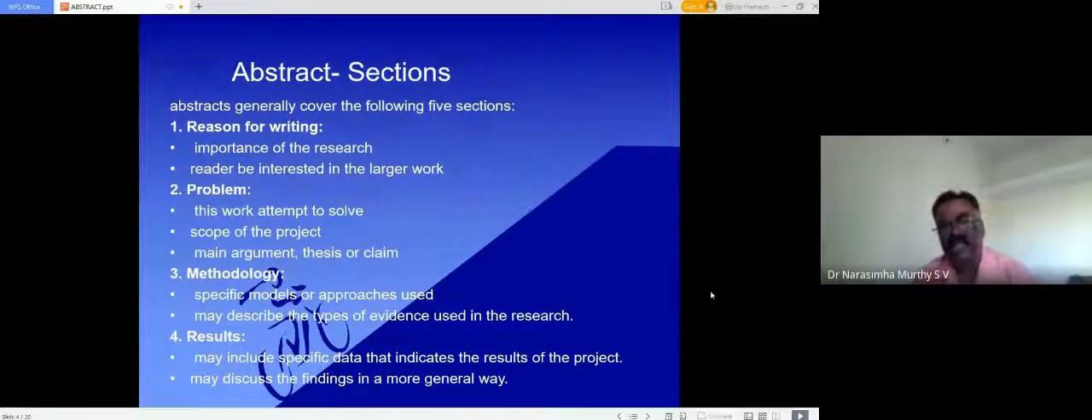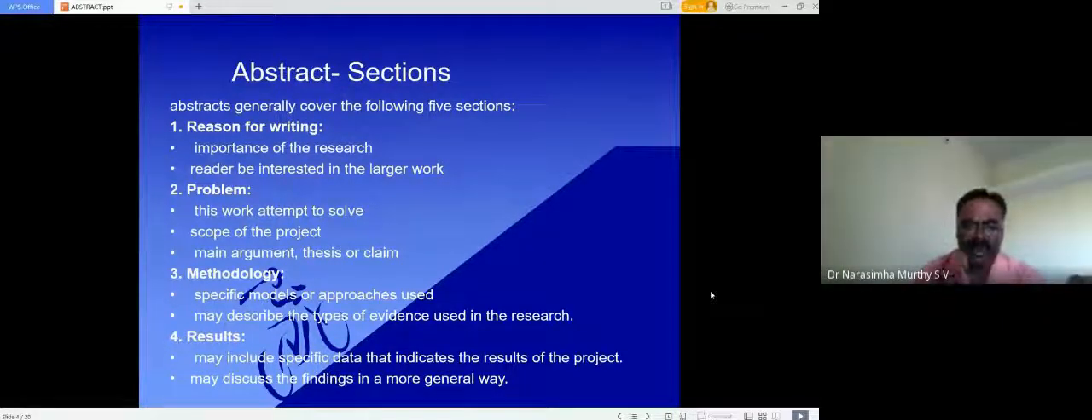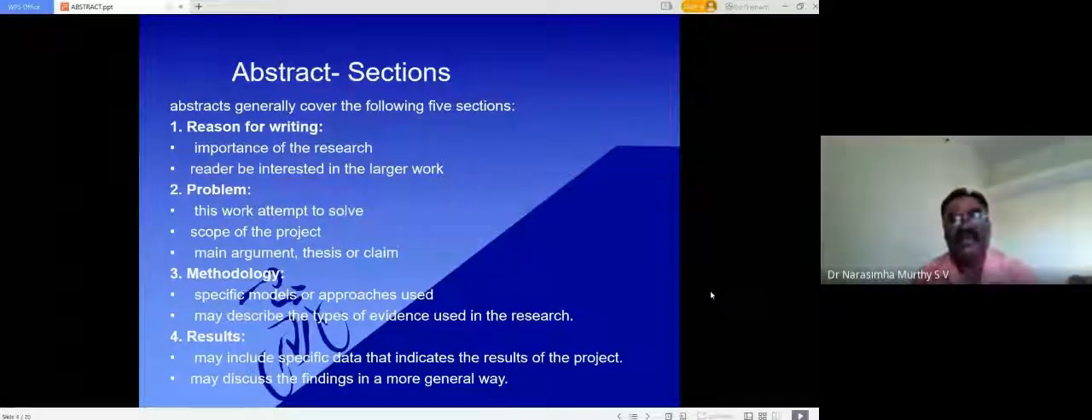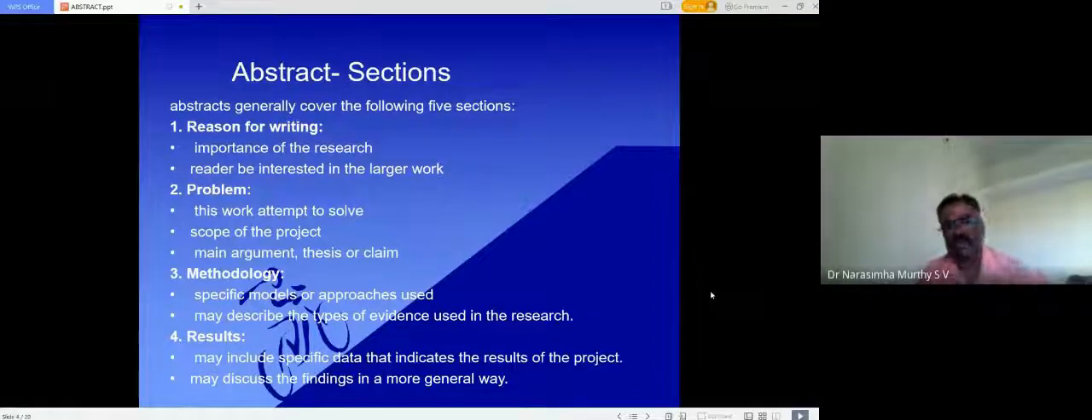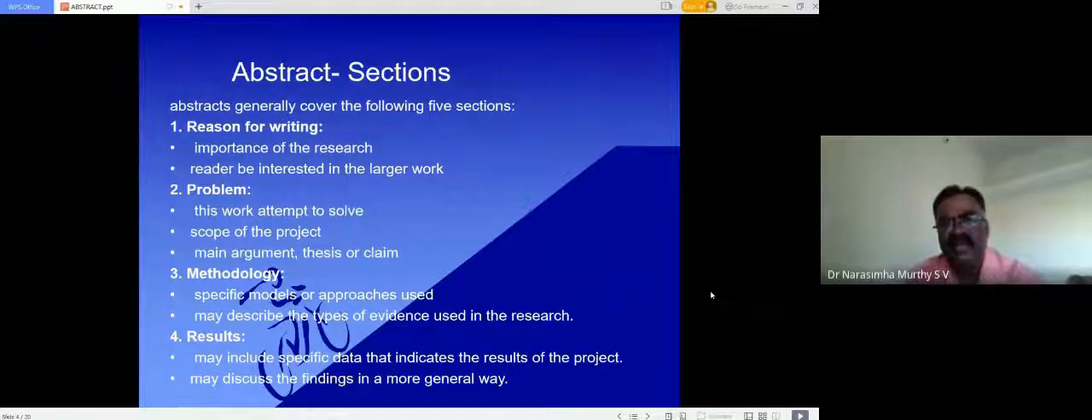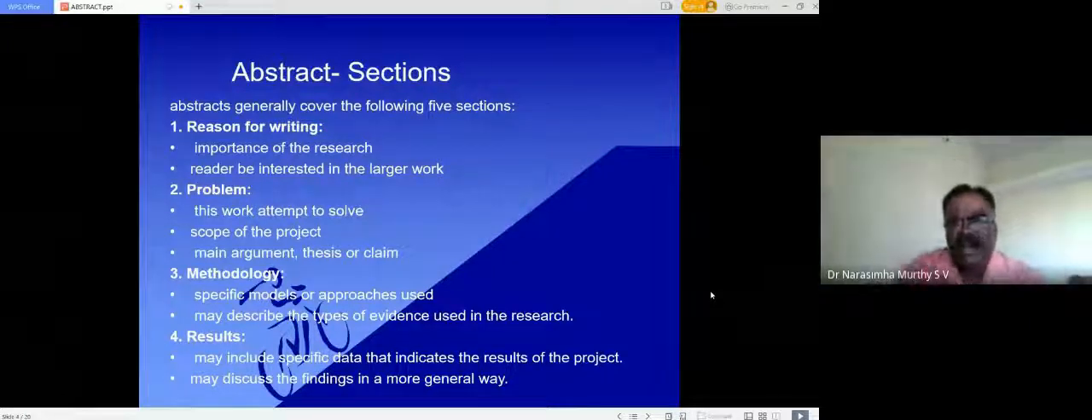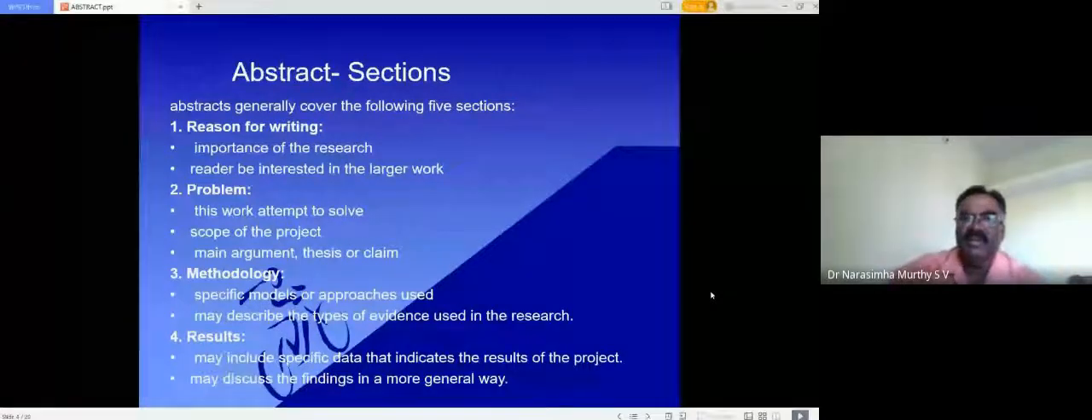Then usually there will be 5 sections in an abstract. A good abstract, a favorable abstract, should have these 5 important areas to cover. The first one: you should begin with the reason for writing. Why are you writing this paper? Here, you have to talk about the importance and significance of the research work that you have taken up. At the same time, you should kindle the interest of the reader to go through the larger work, leading your reader into your complete paper. So this is the first important element in an abstract.